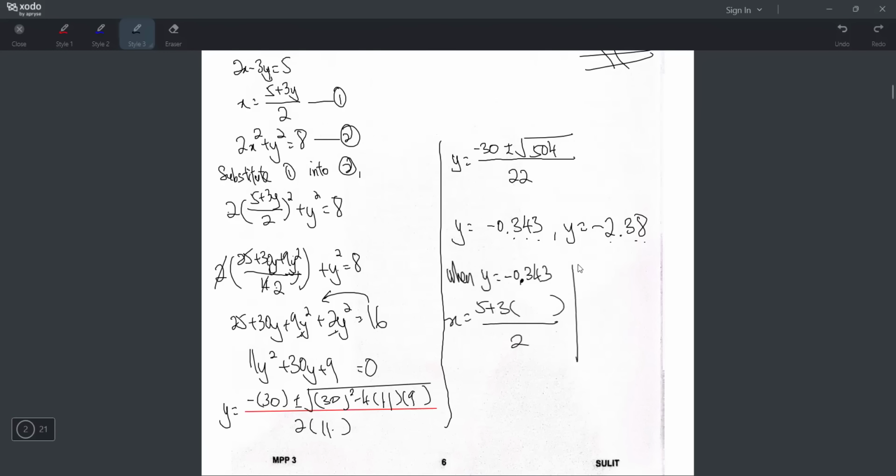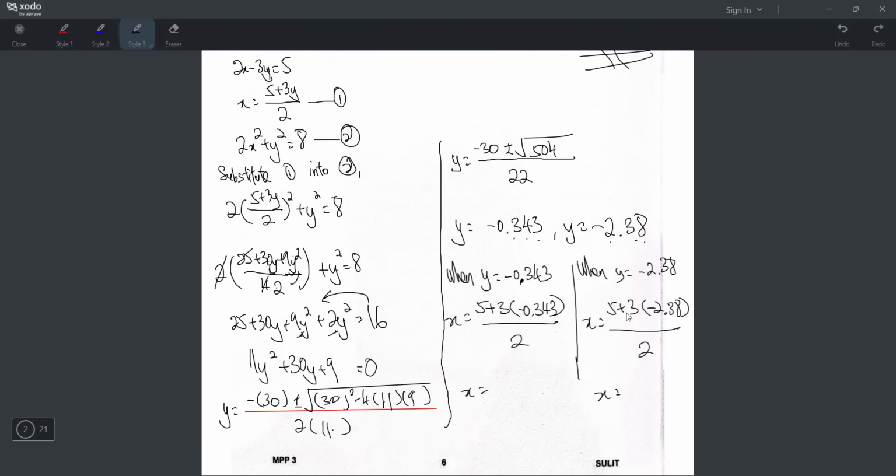And then the other one, same. When y equals negative 2.38, x equals 5 plus 3 bracket over 2. And this is negative 0.343. This is negative 2.38. So I will use my calculator to help me. Okay. All right. I will press this first because if I press this, I can use the answer button. So I'm going to press 5 plus 3 times answer.